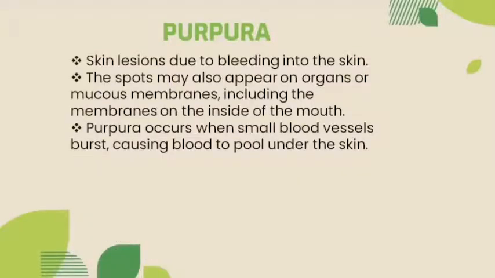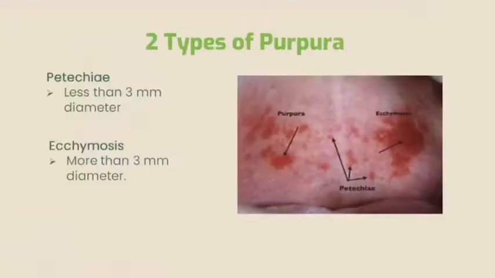Purpura. Purpura is a skin lesion due to bleeding into the skin. The spot may also appear on organs or mucous membranes, including the membranes on the inside of the mouth. Purpura occurs when a small blood vessel bursts, causing blood to pool under the skin. There are two types of purpura, the petechia and ecchymosis. The petechia is less than 3 mm in diameter. So kapag ang petechia ay nag-appear sa ating balat, mas maliit ito di tulad ng ecchymosis. Ang ecchymosis kasi ay more than 3 mm in diameter, so mas malaki ito.